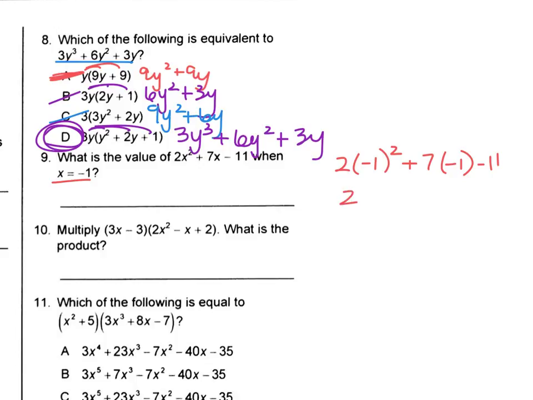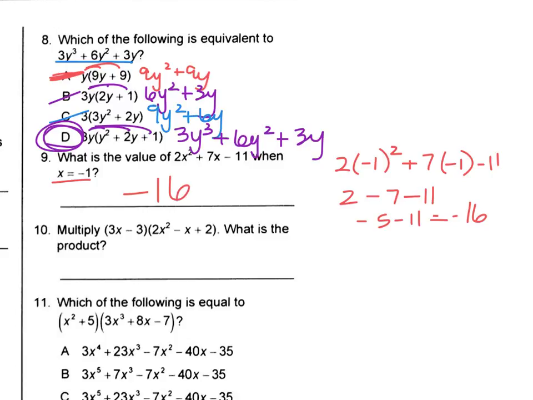So this should be 2 times +1. I don't even need to write that out. You know what 2 times 1 is. It's 2. Minus 7 minus 11. That's -5 minus 11, which is going to be -16. So the answer is -16.